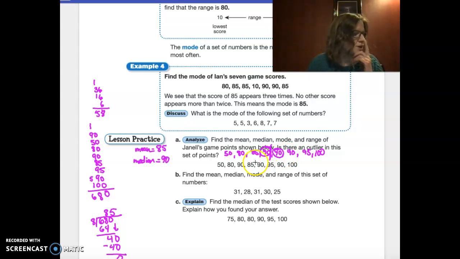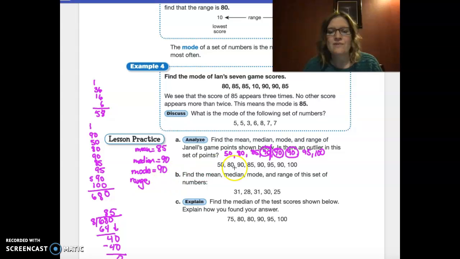And remember, our mode is the number that occurs the most often. It is 90 on this one once more, because we have 90 occurring 3 times. See right here too. So our mode is 90.